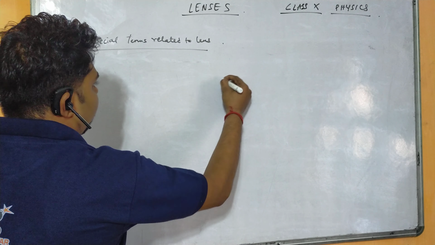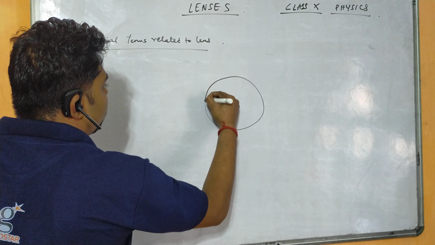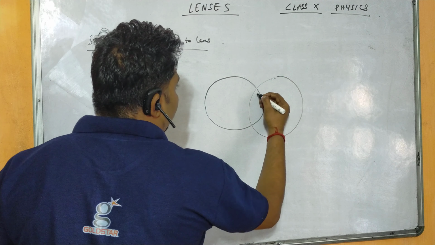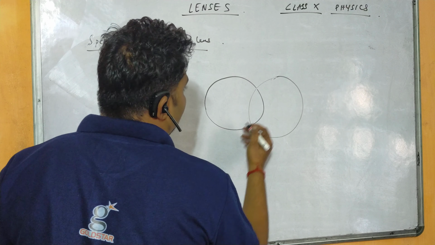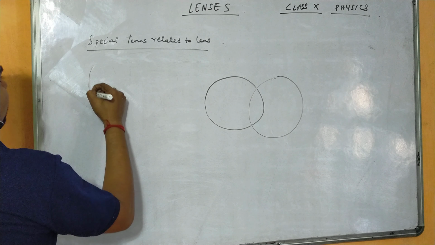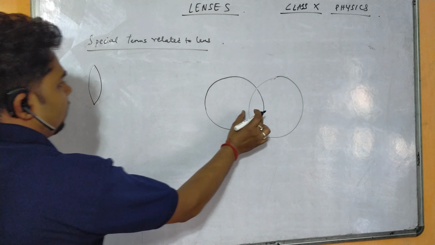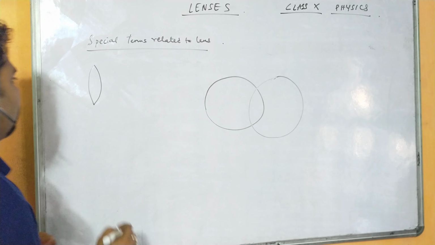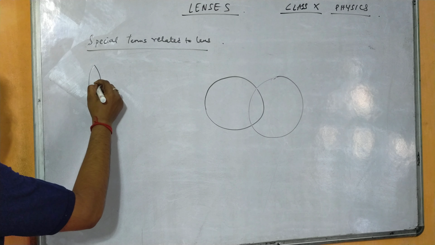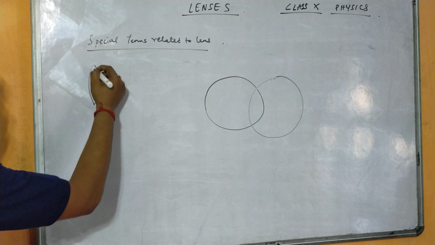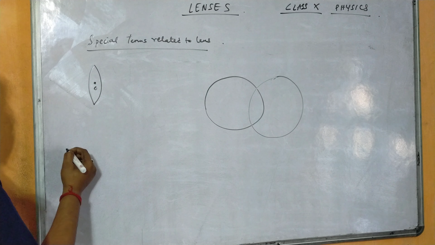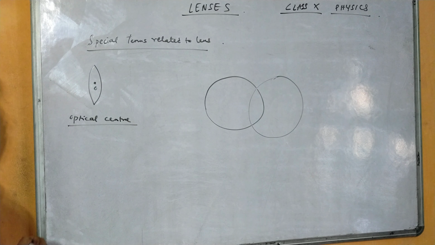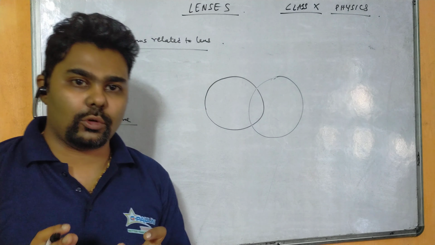Now if I consider two glass spheres, both the glass spheres are combined in such a way that they form an intersection part here. This intersection part is considered to be the lens. If I draw it like this, this is the intersection part. So this is the formation of a lens by two glass spherical surfaces. This is the geometrical center of this lens, that is considered to be O, that is called the optical center. So what is the optical center? The geometrical center of a lens is called the optical center.